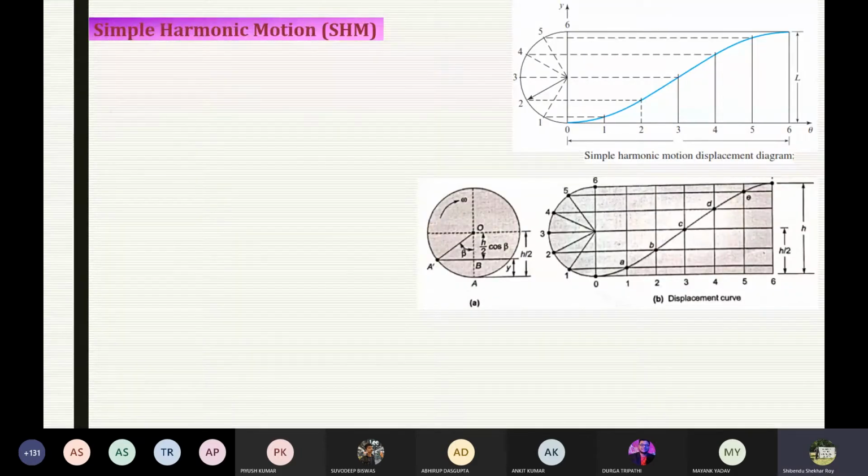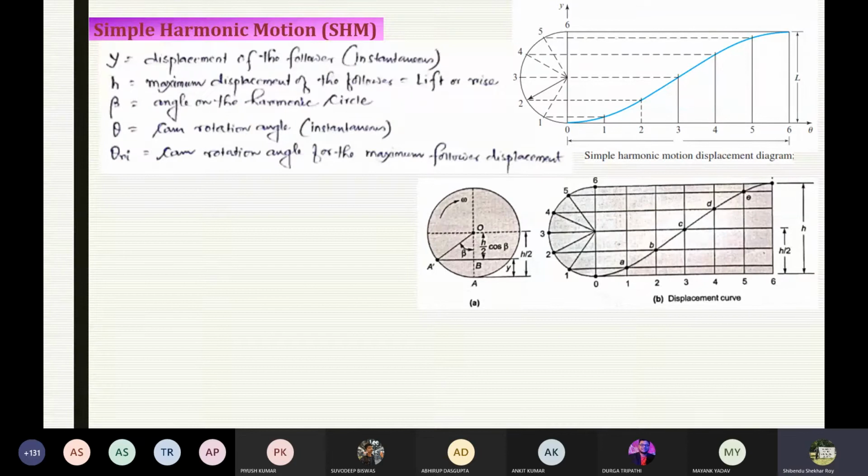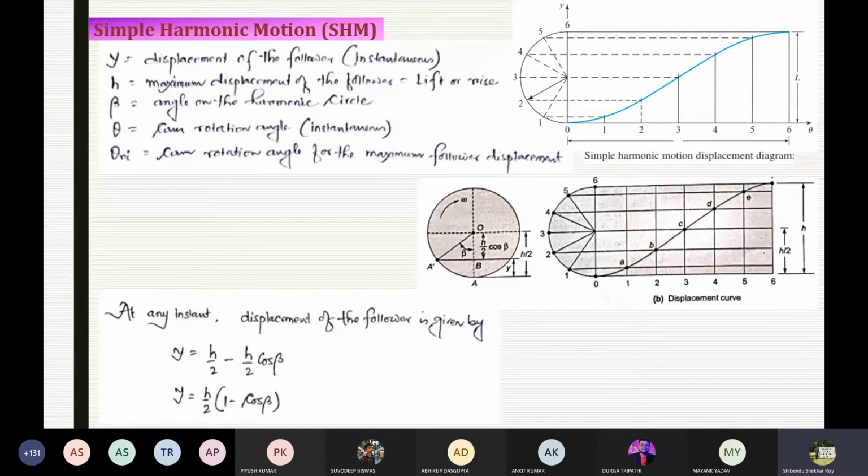Now, today I would like to discuss the simple harmonic motion that we started in the last class. You already know how you can write the displacement equations. So, in simple harmonic motion, the displacement diagram is as you know, a semicircle, the harmonic circle, over which you see the point A. When t equals zero, it will move to t equals t, where it covers the angle beta. That means the angle on the harmonic circle covered during the time t is beta.